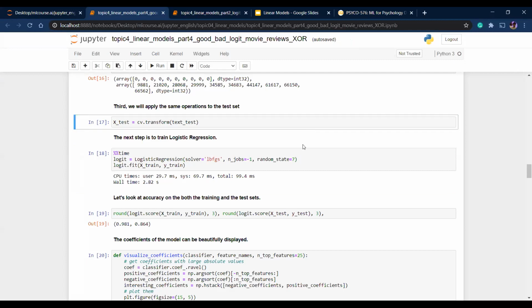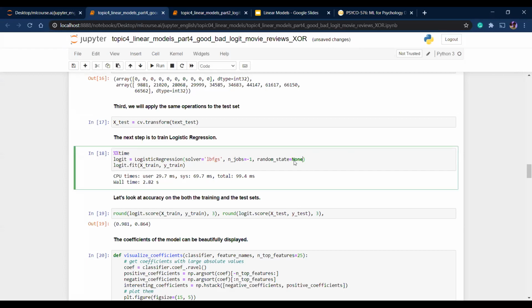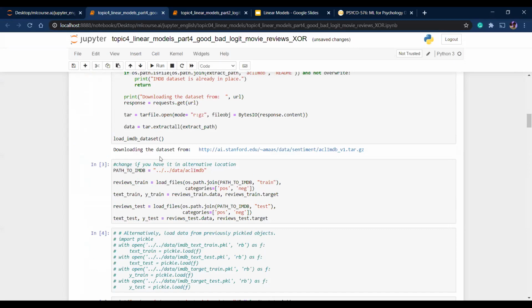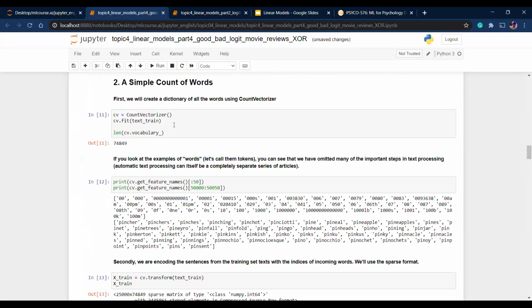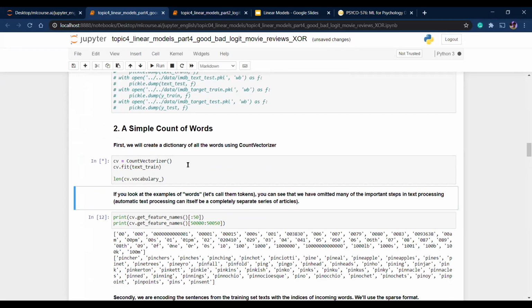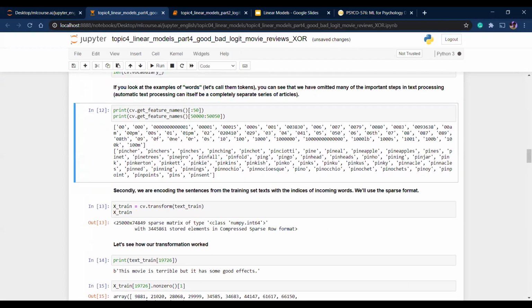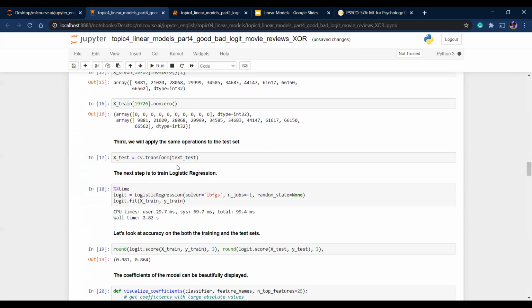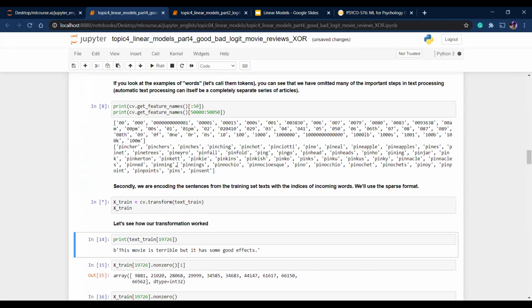By default, random state is set to None. If you inspect this, nice, it's done. So I'll just go ahead and run this. I'll explain that. Hold on.